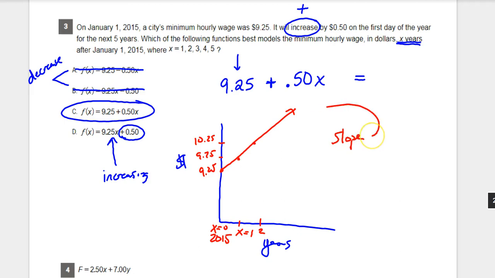All right, so the slope is actually what you are increasing by, and you're increasing by 50 cents. So I really want to drive home that point of slope being a rate of change. If it's a positive slope, it's an increase, and if it's a negative slope, it's a decrease. That's going to serve us well when we move into the official practice tests.